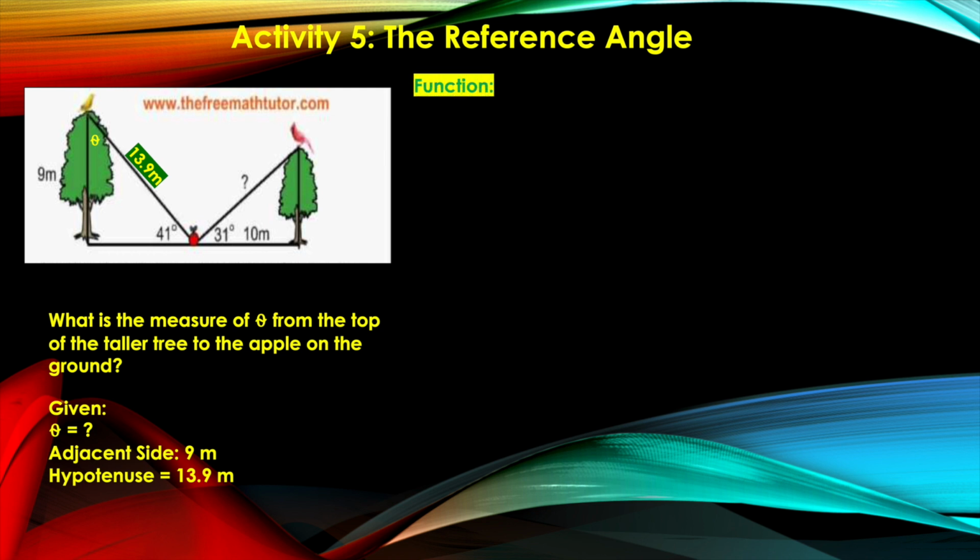Now let me use the cosine function. Cosine theta equal to the ratio between the adjacent side and the hypotenuse. So let's substitute the values here of the adjacent side and hypotenuse. So cosine theta equal to 9 over 13.9.